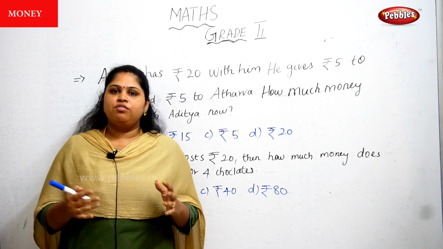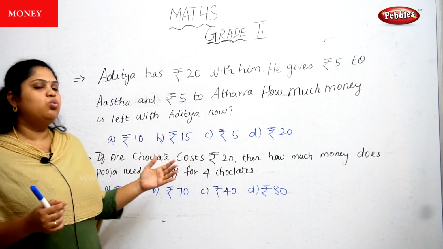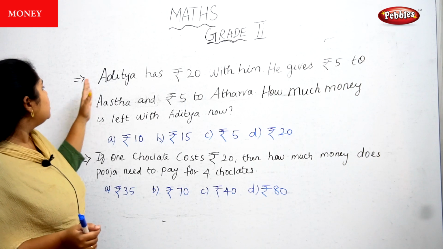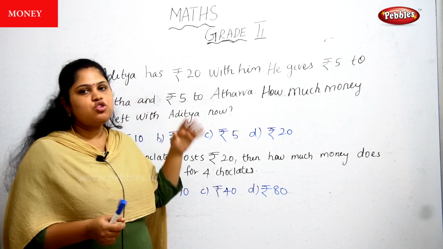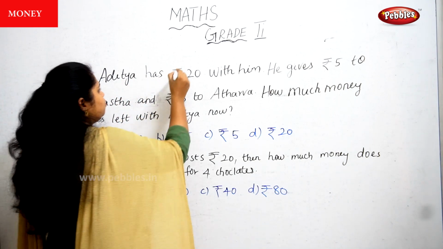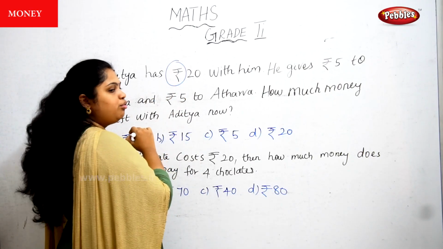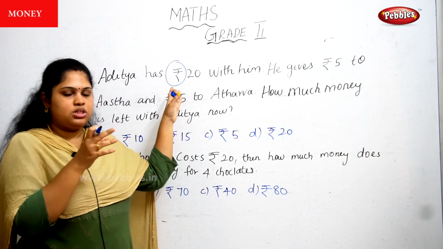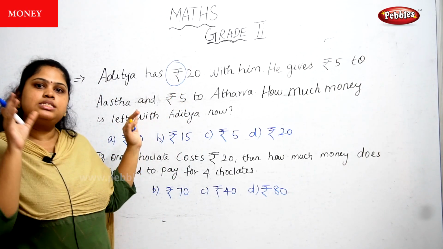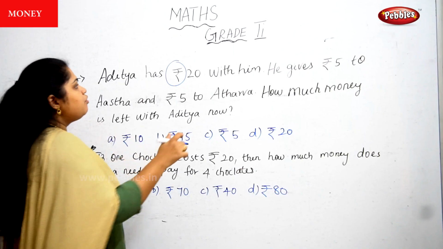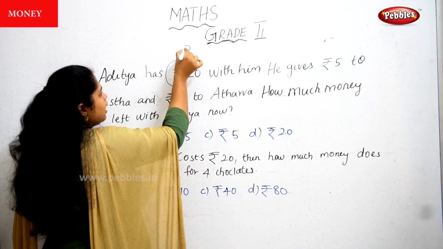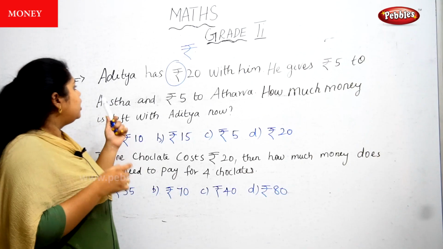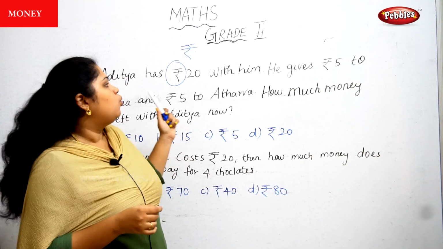Regarding what we have seen, I have given two problems. First problem: Aditya has 20 rupees. This is the symbol for rupees, children. Just note it down: when a number comes along with this symbol, it shows it's rupees, it's money. You just put it like this, with two slanting lines. Okay, so Aditya has 20 rupees with him.